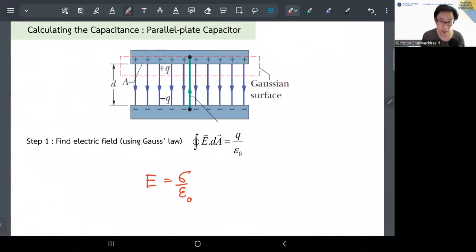Once we get that value, we move on to the second step. What we just did has already completed step number one, how to calculate the electric field using Gauss's law. Now the second step is to take this electric field and calculate the potential difference, based on that knowledge.